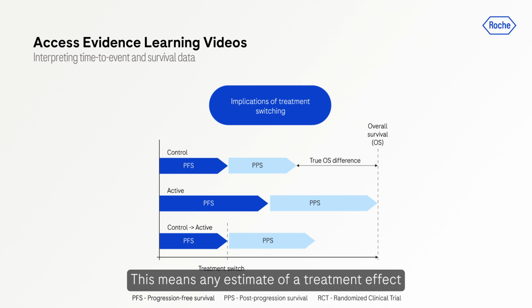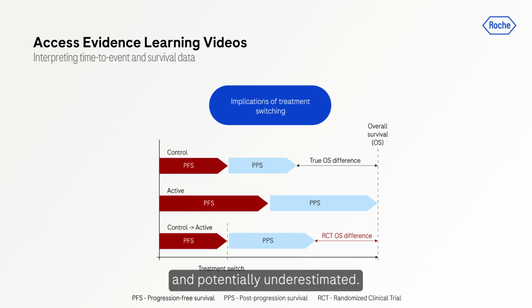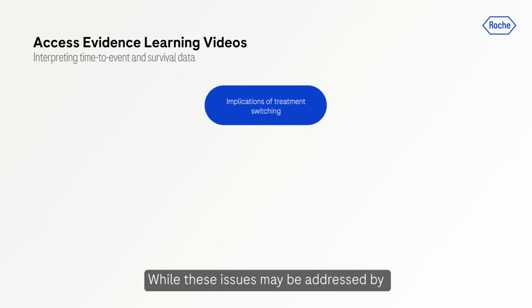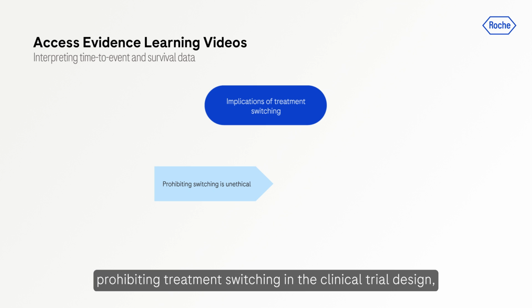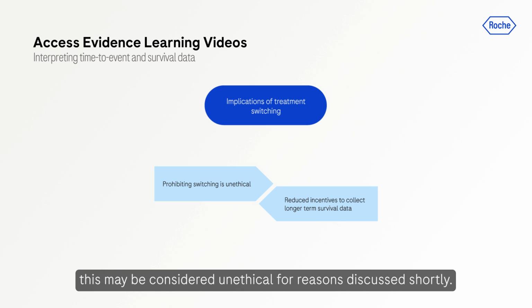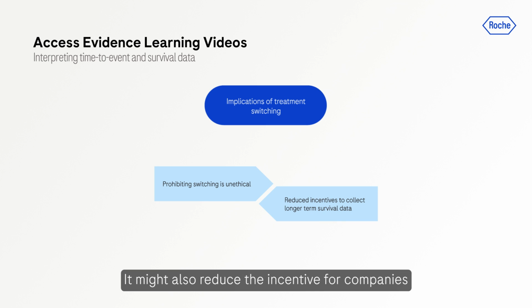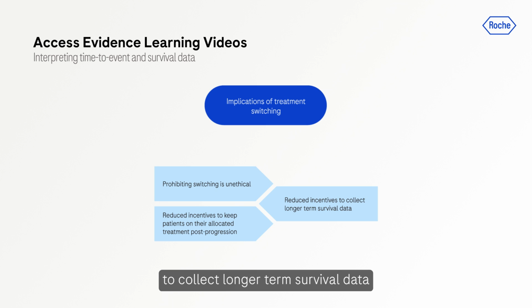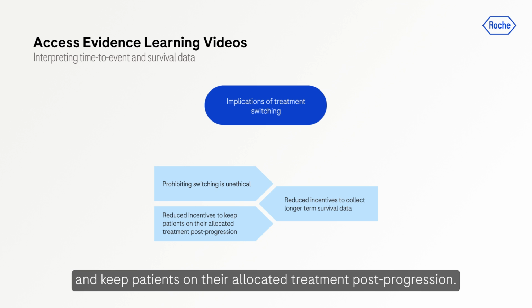This means any estimate of a treatment effect on overall survival may be inaccurate, and potentially underestimated. While these issues may be addressed by prohibiting treatment switching in the clinical trial design, this may be considered unethical for reasons discussed shortly. It might also reduce the incentive for companies to collect longer-term survival data and keep patients on their allocated treatment post-progression.